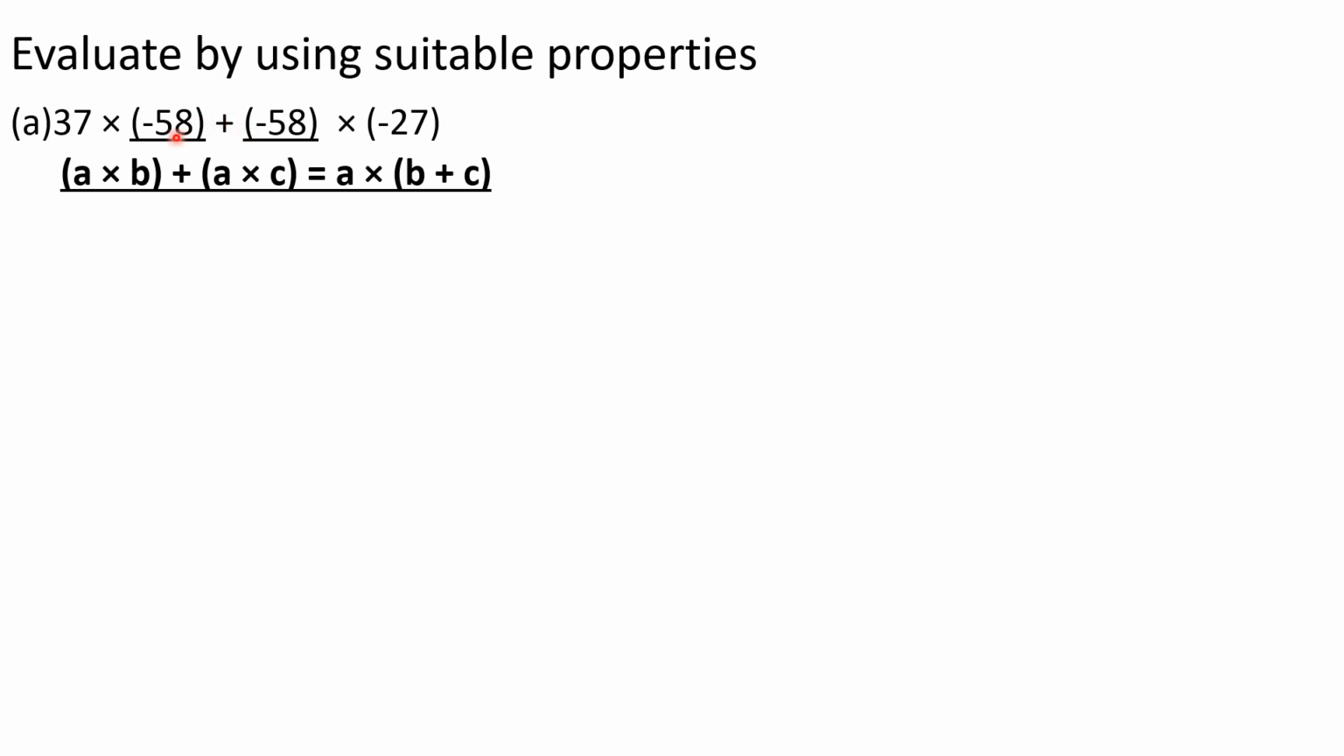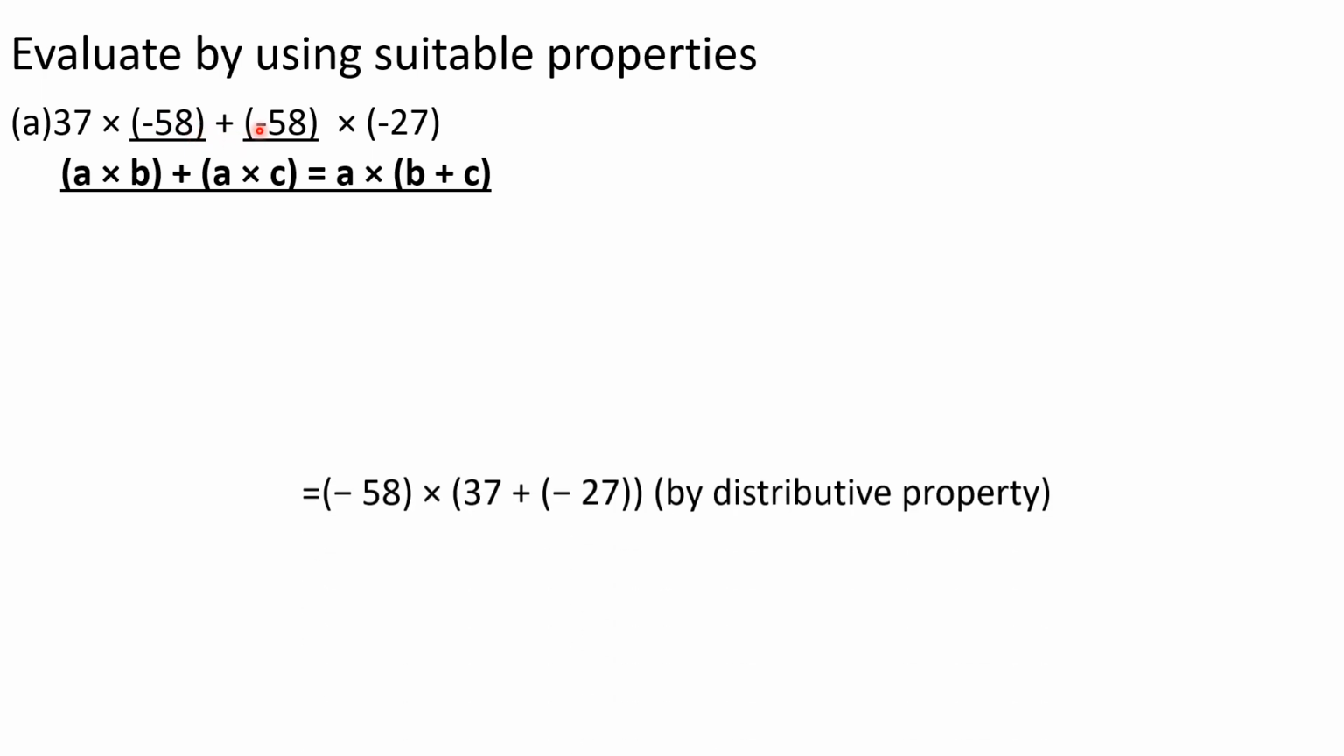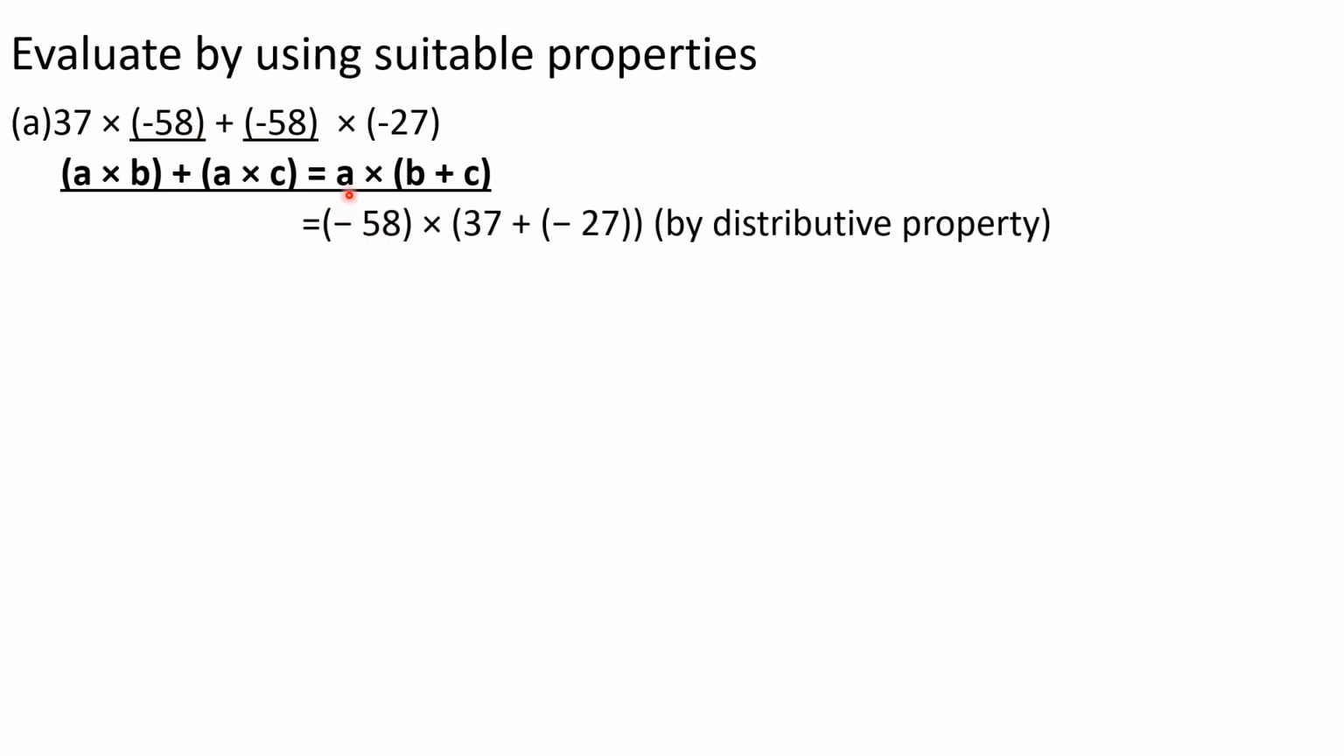Now identify the common term over here, which is the common number minus 58. So I have underlined. Let me take this number outside, minus 58, that is your A, and into in bracket B plus C, the non-common numbers, that is 37 plus minus 27. Always outside there will be a common number and inside the bracket it will be the non-common numbers. So always the common number you take as A and the non-common numbers you take as B and C. So the common number is taken outside, minus 58, and the non-common numbers are 37 plus minus 27.